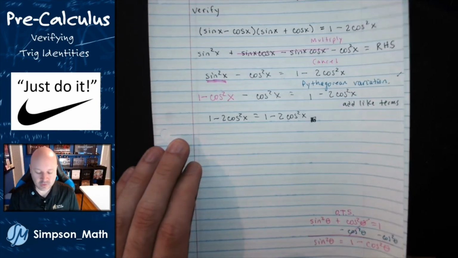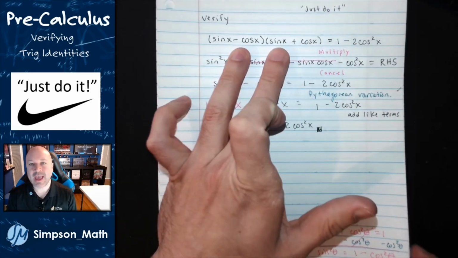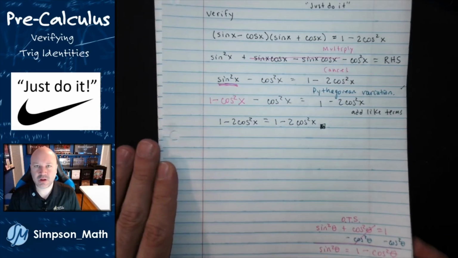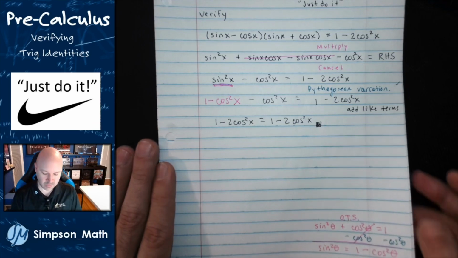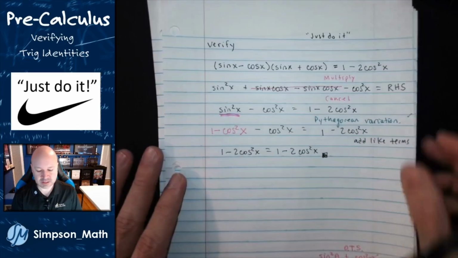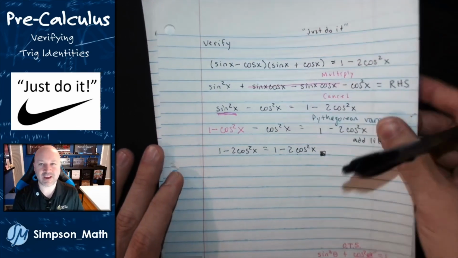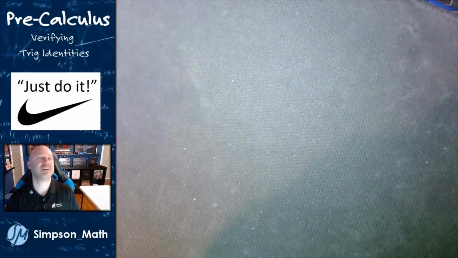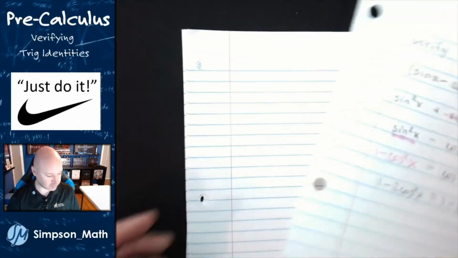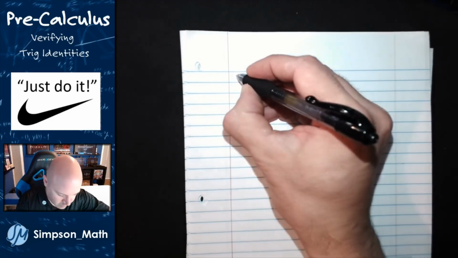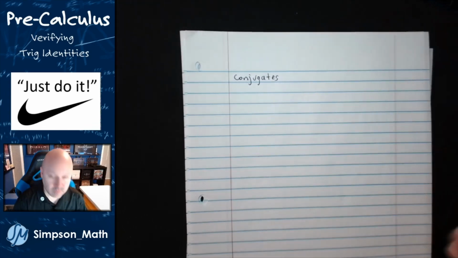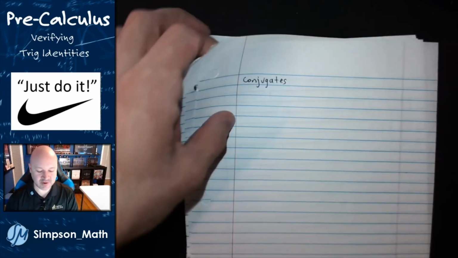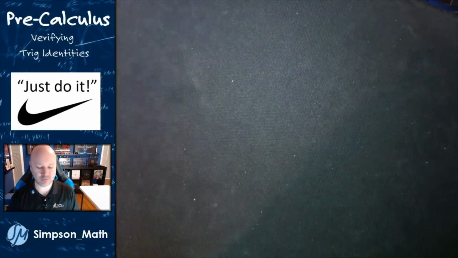So I said those two things were conjugates. And I think now's a good time just to remind you of what a conjugate pair is, because they are very helpful and they show up a lot with these verifications. So this is not part of verifying, I'm just going to talk about conjugates just because I want to. Nothing to do with verifying trig IDs other than these come up a lot.